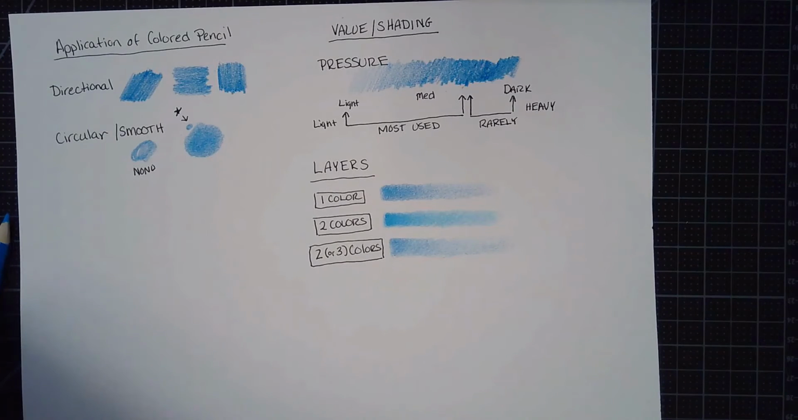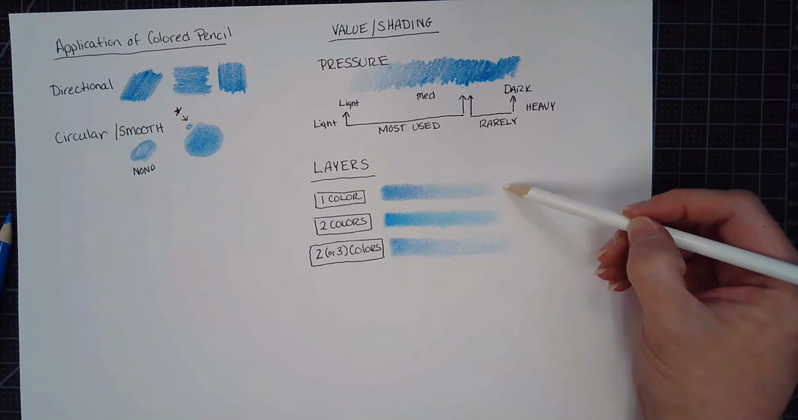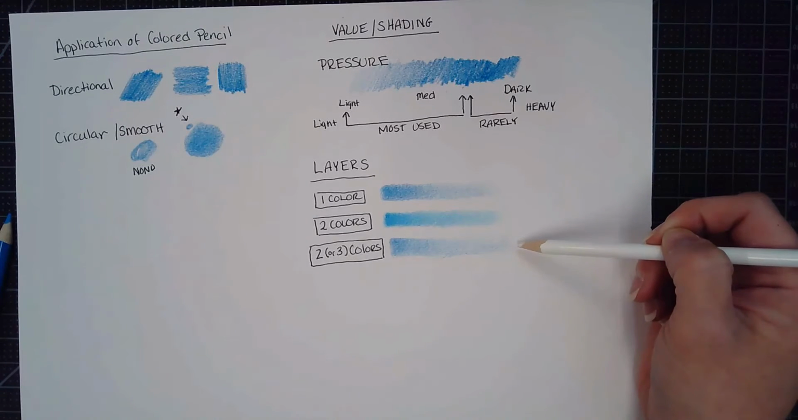Now white can also be used as a blender. So I can lay white down first to help the color lighten up. And if you look, there's a slight difference between my dark blue up here where it's just nothing but layers and pressure, and my light blue down here where the white is underneath it.